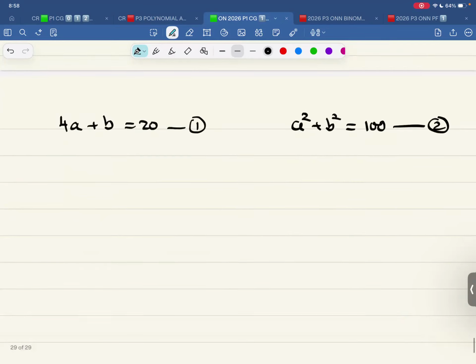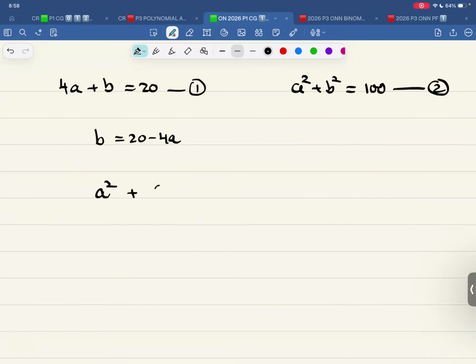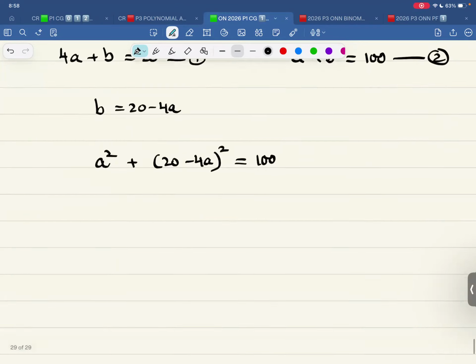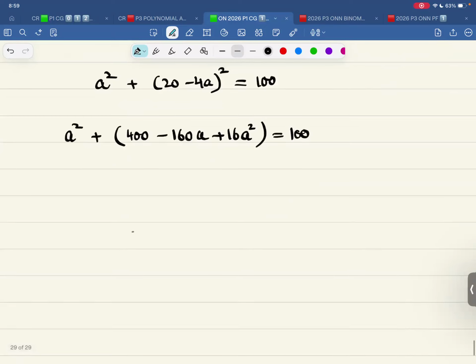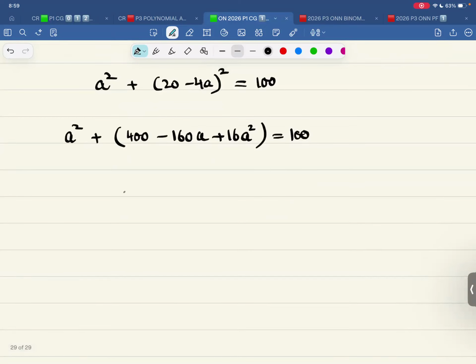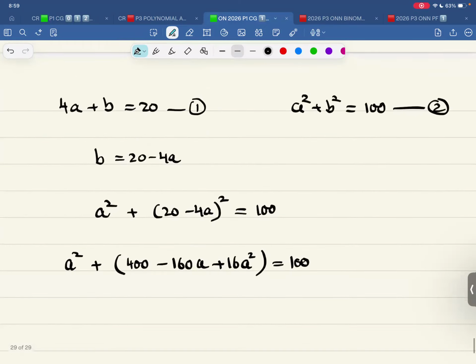So now let me make b the subject. b is 20 minus 4a. Let me plug it in over here. So a squared plus (20 minus 4a) whole squared is 100. That is a squared plus 400, and 2 into 4 is 8, 8 into 20 is 160a, plus 16a squared is equal to 100. So far, so good.